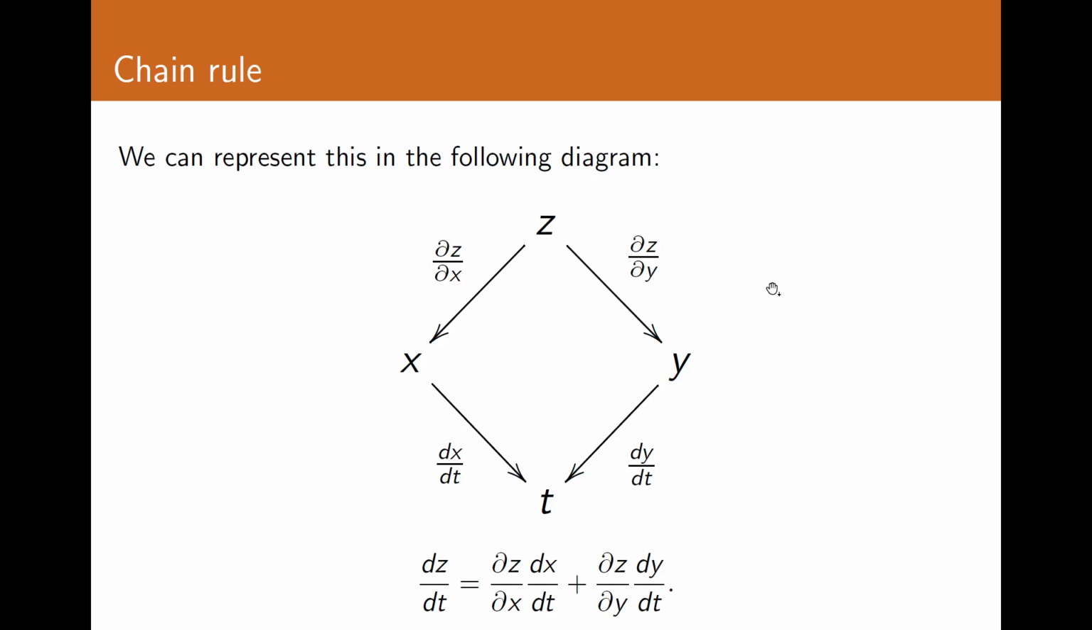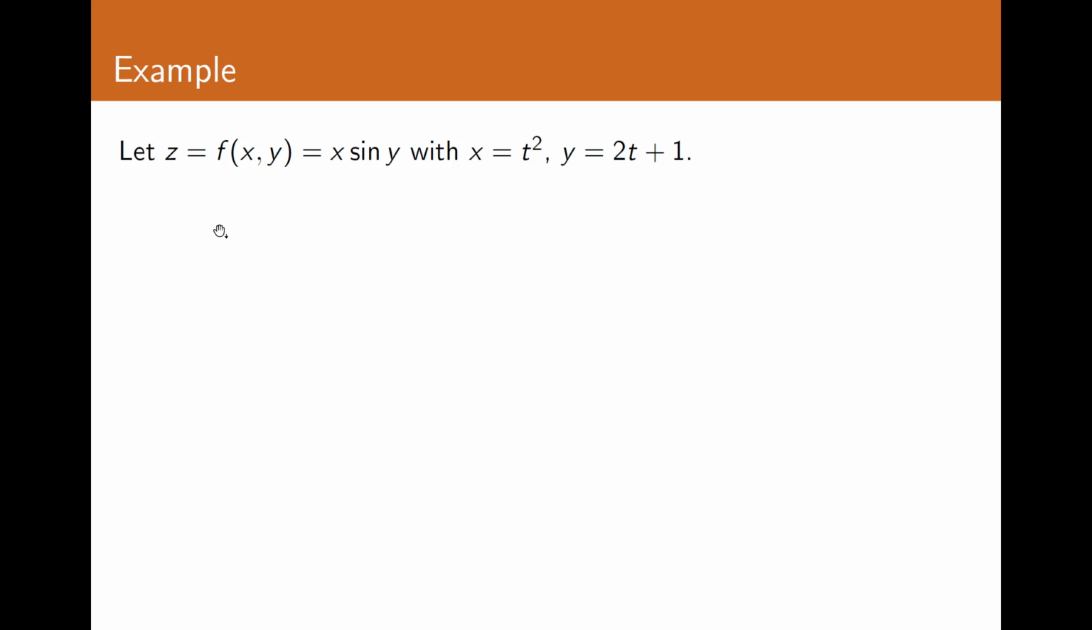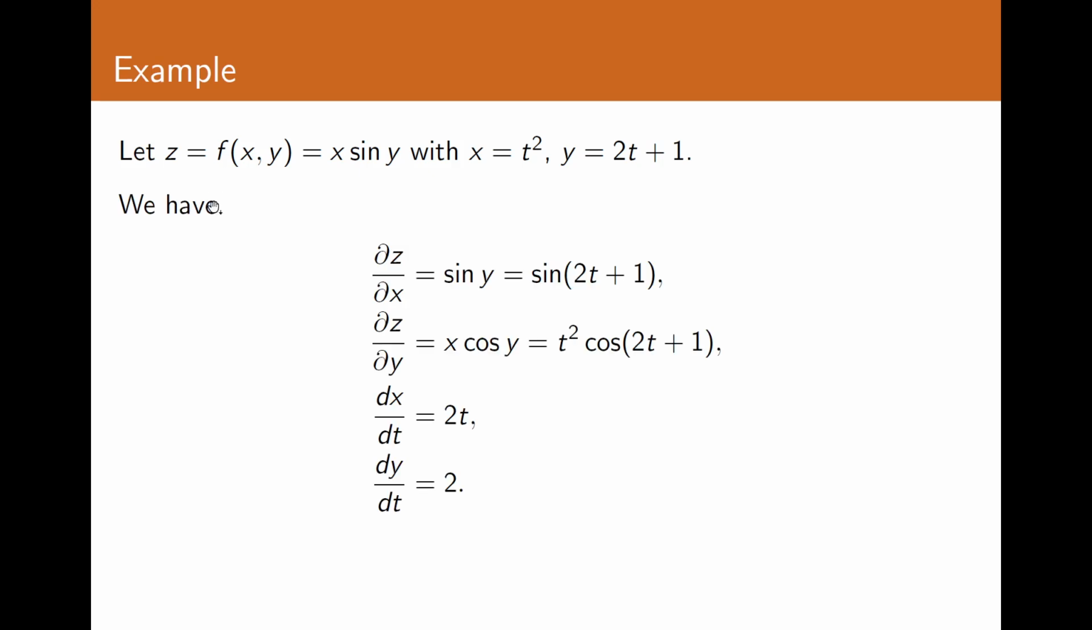So let's go ahead and see an example of this. Let z equal f of x, y be x times sine of y, and x is going to be t squared, and y is going to be 2t plus 1. So we can calculate all of these derivatives we need. The partial of z with respect to x, the x will just become a 1, so I just get sine of y. And since in the end I want everything in terms of t, we'll replace that y with 2t plus 1.